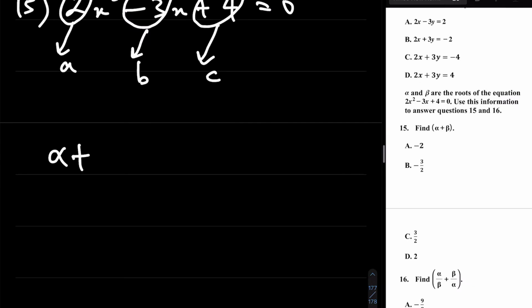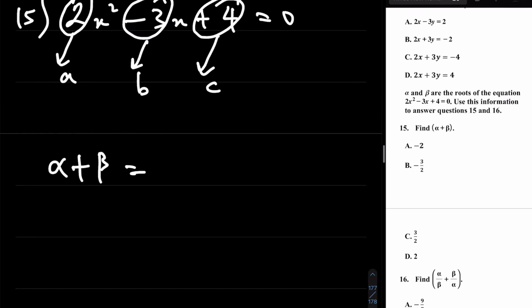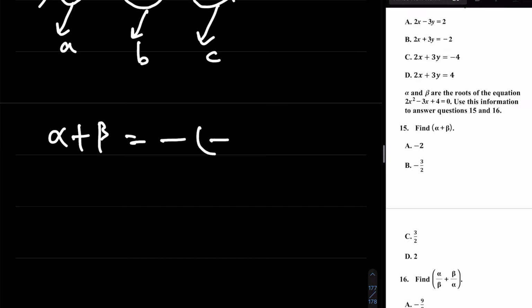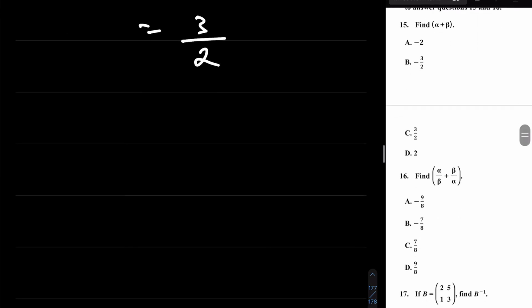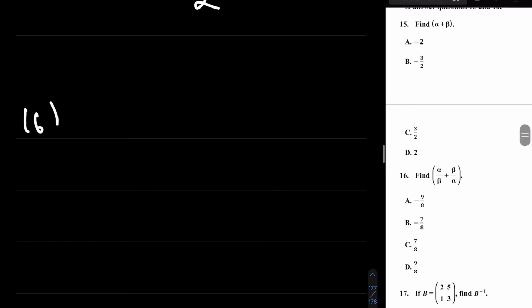So alpha plus beta is given by minus b over a. Alpha plus beta is minus b over a, and that simply means minus minus 3 over 2, which is simply 3 all over 2. And the correct option is C. We go straight to the next, which is number 16.